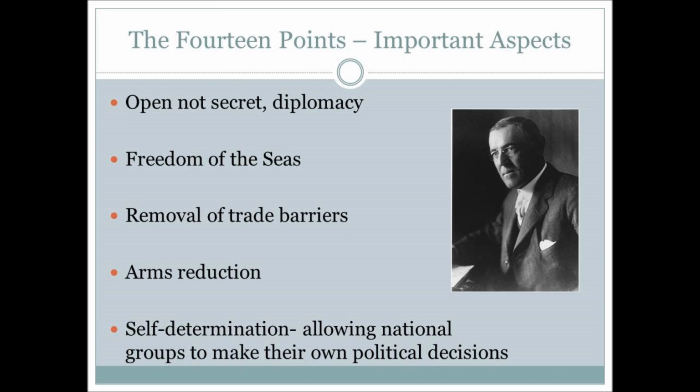Freedom of the seas: no unrestricted submarine warfare like the Germans had been doing during World War I, which was proven by the sinking of the Lusitania. The removal of all trade barriers to allow trade between all countries. An arms reduction, basically limiting every country's military so that there would be less of a chance of violence. And a big one is the concept of self-determination, allowing national groups to make their own political decisions. So these are the 5 most important ones. Self-determination, allowing a group of people to make their own decisions for their country. Very important.